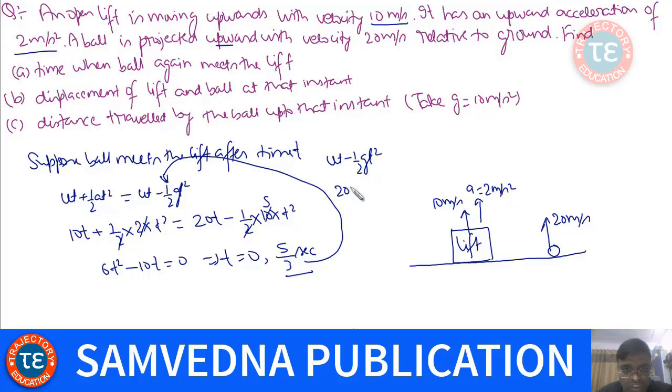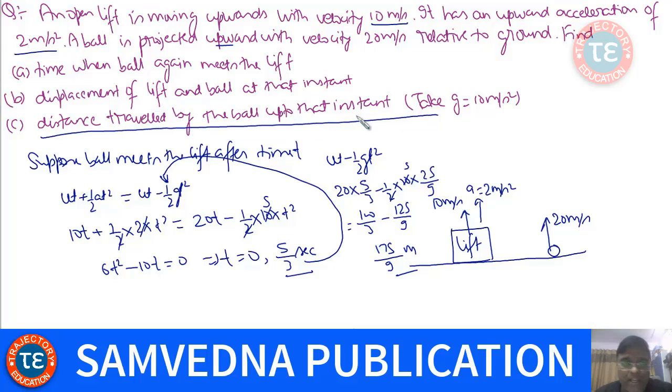Say I put it over here. So u is 20 into 5 by 3, minus half into 10 into 25 by 9. So that will be 100 by 3 minus 125 by 9. So that will be 300 by 9. So 300 minus 125 is 175 by 9 meter, right? That will be the displacement. And the question says distance traveled by the ball up till that extent.